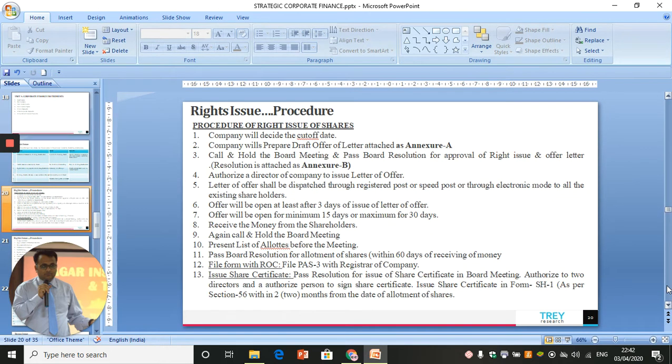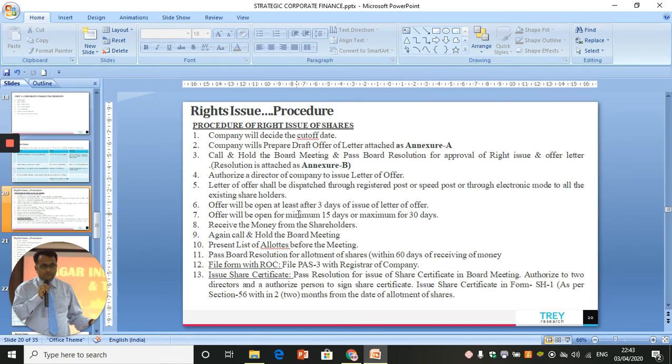Then let's go to the procedure of rights issue of shares. The company will decide the cutoff date. The company will prepare a draft offer and letter attached as Annexure A. Call and hold the board meeting and pass a board resolution for approval of the rights issue and offer letter. Then authorize a director of the company to issue the letter of offer. Letters of offer are issued to the existing shareholders. The letter of offer shall be dispatched through registered post, speed post, or electronic mode to all the existing shareholders. The offer will remain open for at least 3 days after issue of the letter of offer.